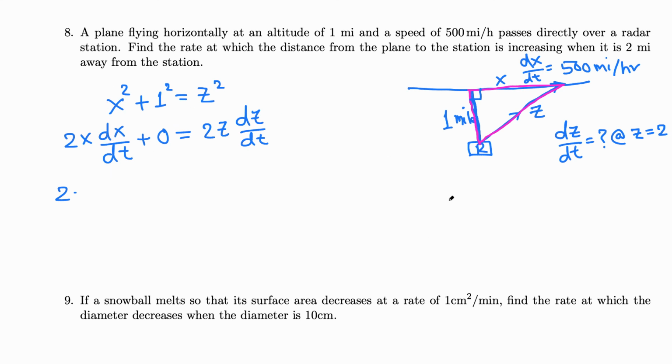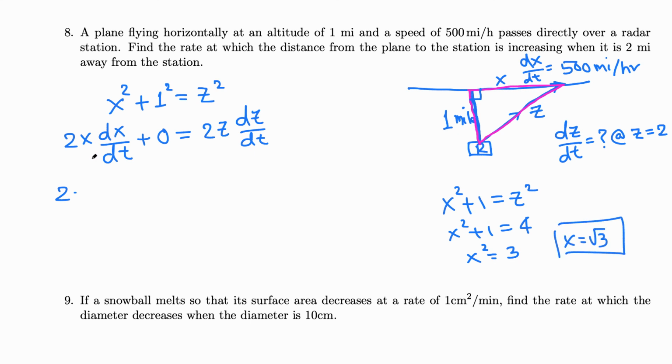Okay, over here x squared plus 1 squared is g squared. X is unknown. G is 2. So when the airplane is just 2 miles away from the radar station, 2 squared is 4, subtract 1 from both sides, 3, take a square root, so x is square root of 3. So this is square root of 3, dx over dt is 500 miles per hour, plus 0 does not count, 2 times g is 2 miles away, and dg over dt is what we are looking for.